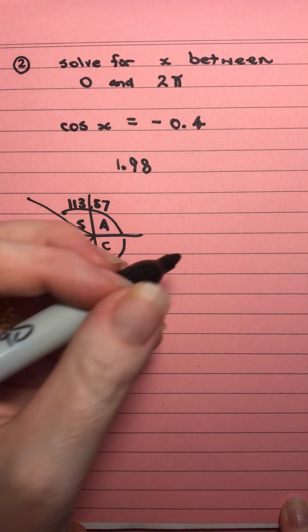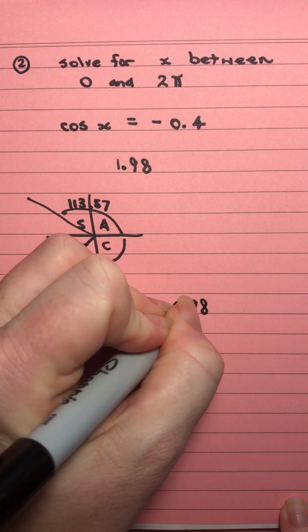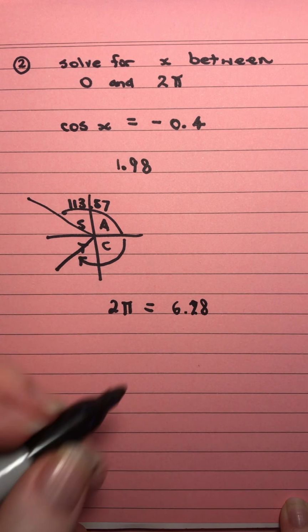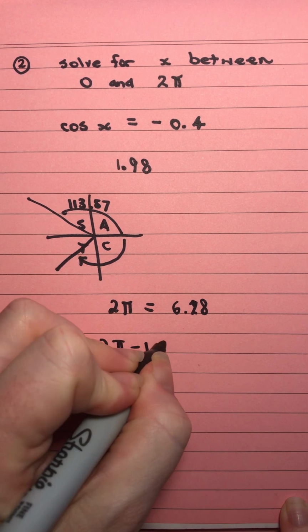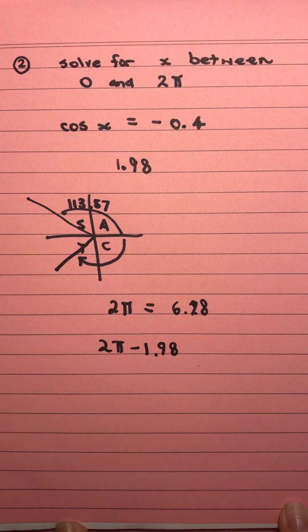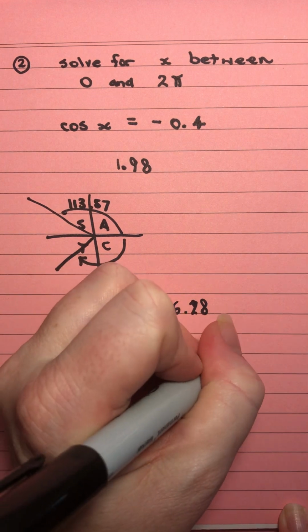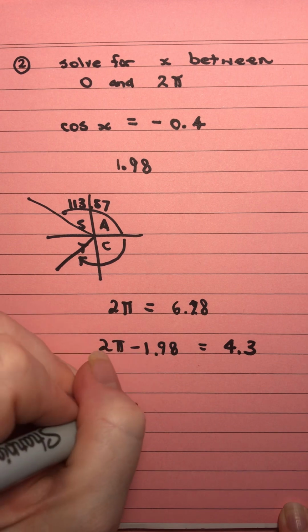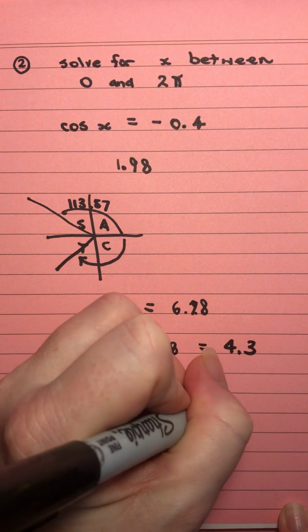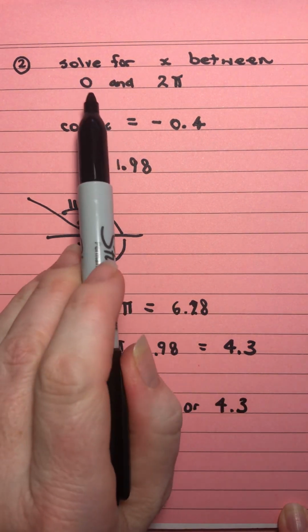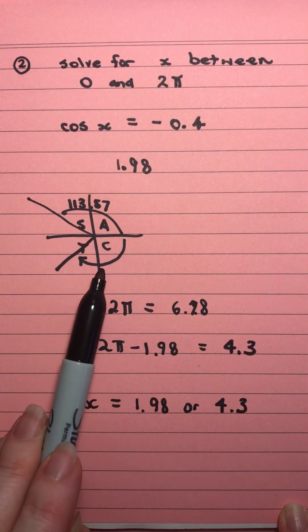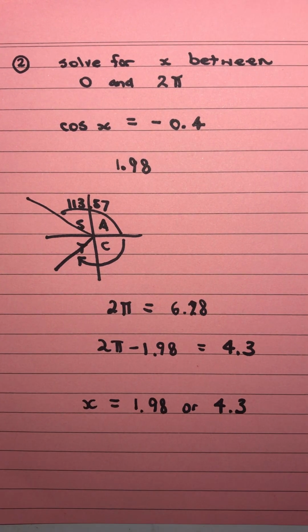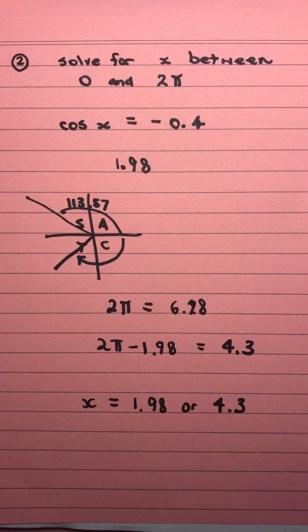Which gives us 6.28. So then, when we want to work out what 2 pi take 1.98 is, we're going to be doing 6.28 take away the 1.98, and we get 4.3. So that means our x is going to be equal to our 1.98 or 4.3. Now, because we're only looking between 0 and 2 pi, we only have to find those two, and we don't have to go any further with our domain to check if we go around another cycle, like if we were looking between 0 and 4 pi.